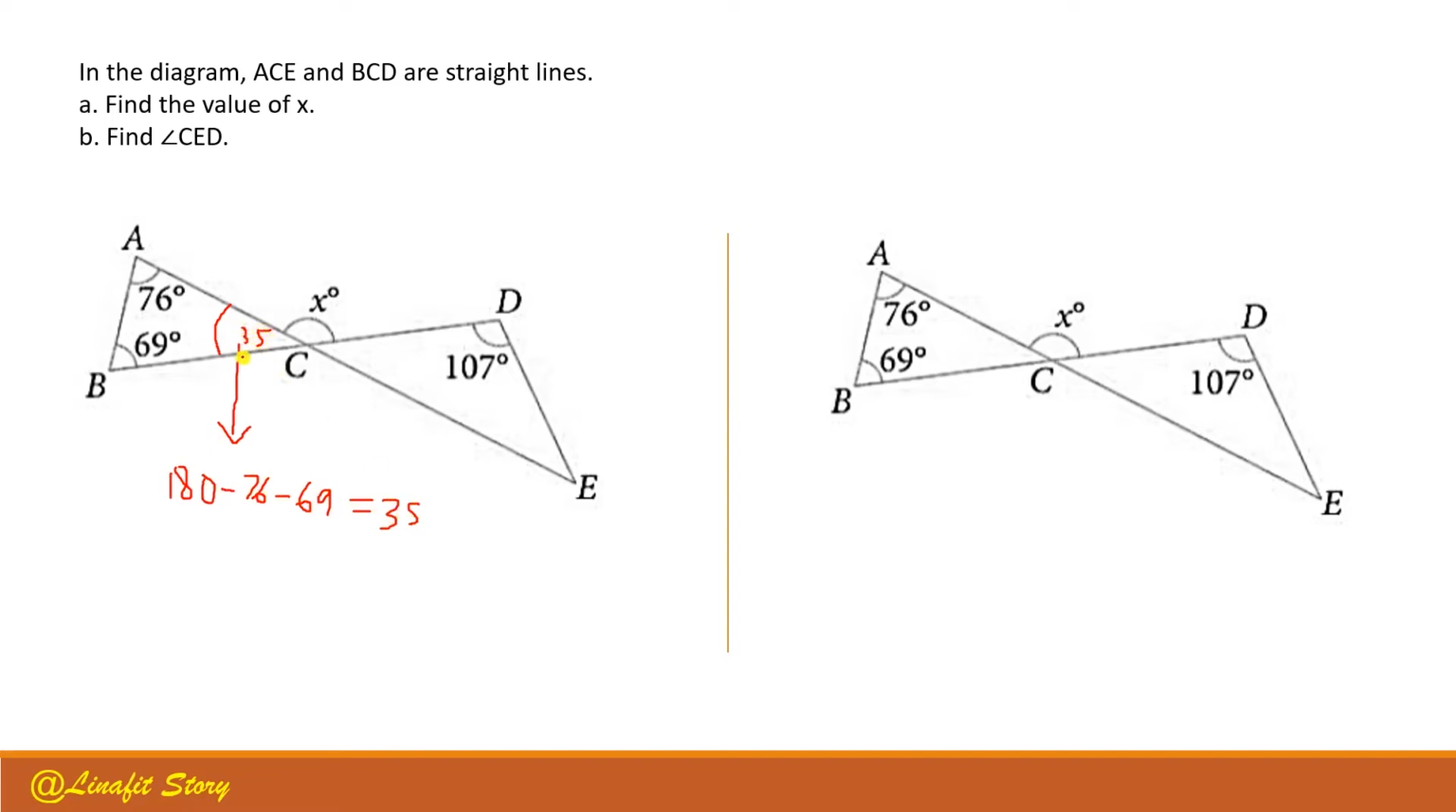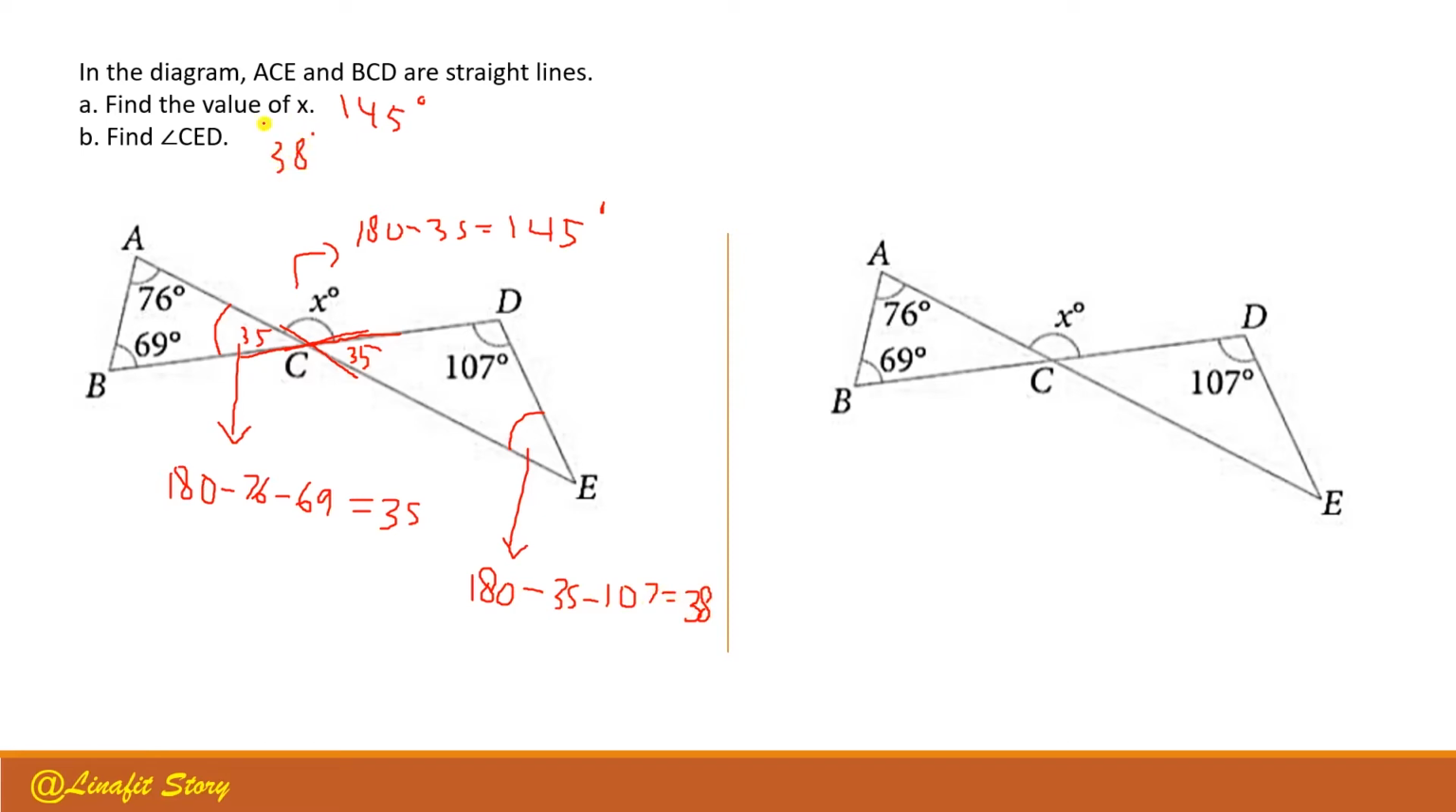And then this is angles on a straight line. Angles on a straight line is equal to 180 degrees. So to get x is equal to 180 minus 35 is equal to 145 degrees. And then this is vertically opposite angle. So this is 35. DCE is also 35. So that to get CED is equal to 180 minus 35 minus 107 is equal to 38 degrees.